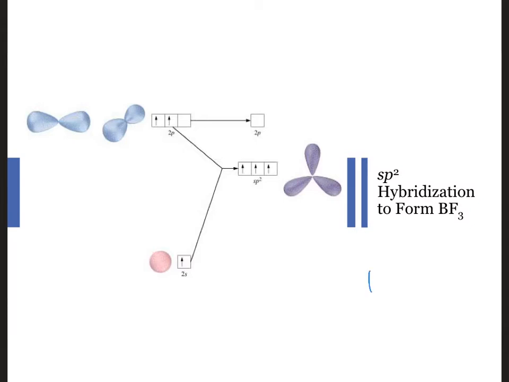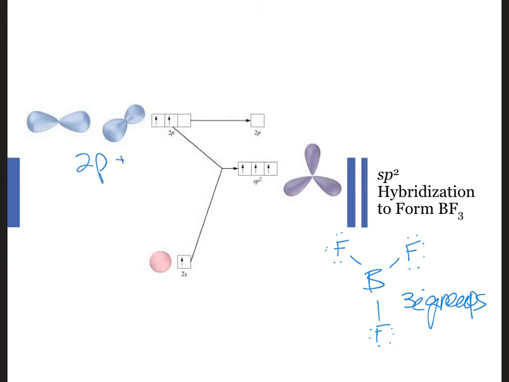All right, so what if we wanted to make the molecule BF3? Recall that boron comes in with an incomplete octet, and so it's only going to have 3 electron groups around the boron. So as a result of only having 3 electron groups, we only need 3 hybrid orbitals. We get those 3 hybrid orbitals by adding 2p orbitals plus the 2s orbital to get 3 hybrid orbitals.